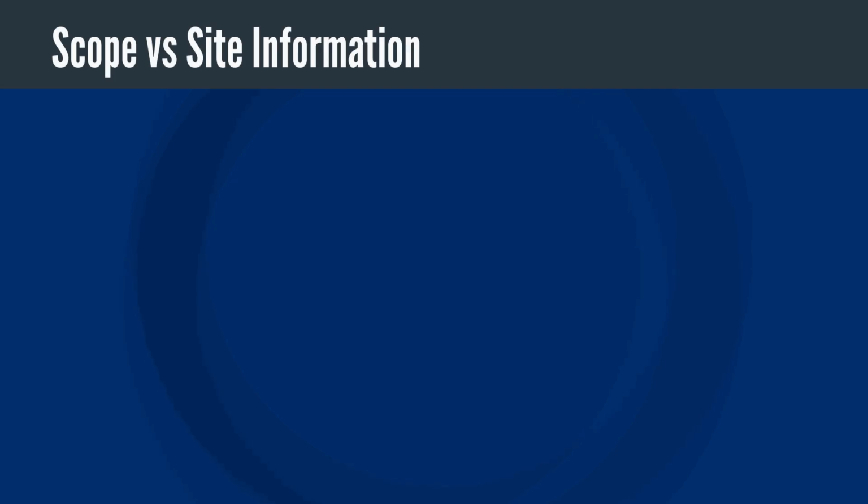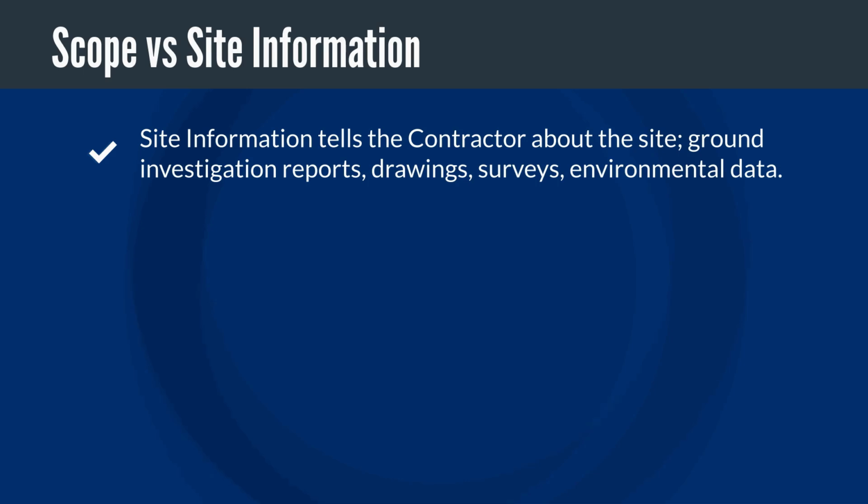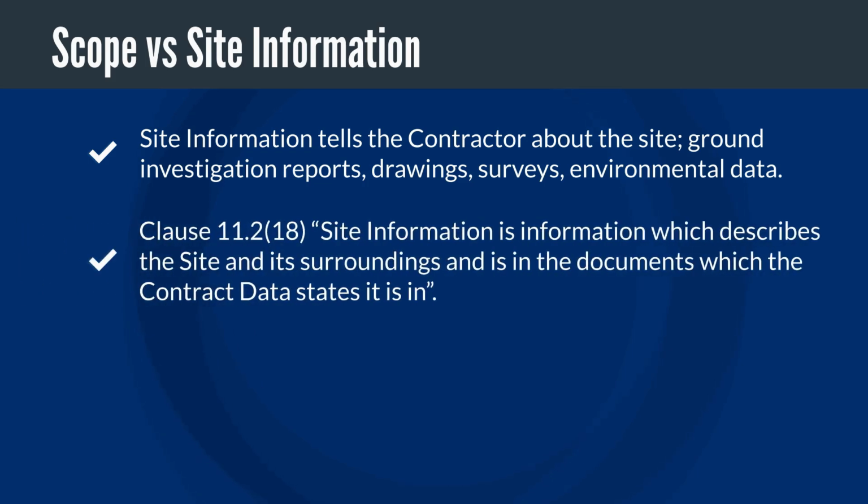Finally, let's understand the difference between scope and site information. The scope tells the contractor what is required and sets any constraints on how the contractor provides the works. Site information tells the contractor about the site. Things like ground investigation reports, existing drawings, surveys, and environmental data. Under NEC4, site information is formally defined at clause 11.2(18). Site information is information which describes the site and its surroundings, and is in the documents which the contract data states it is in.